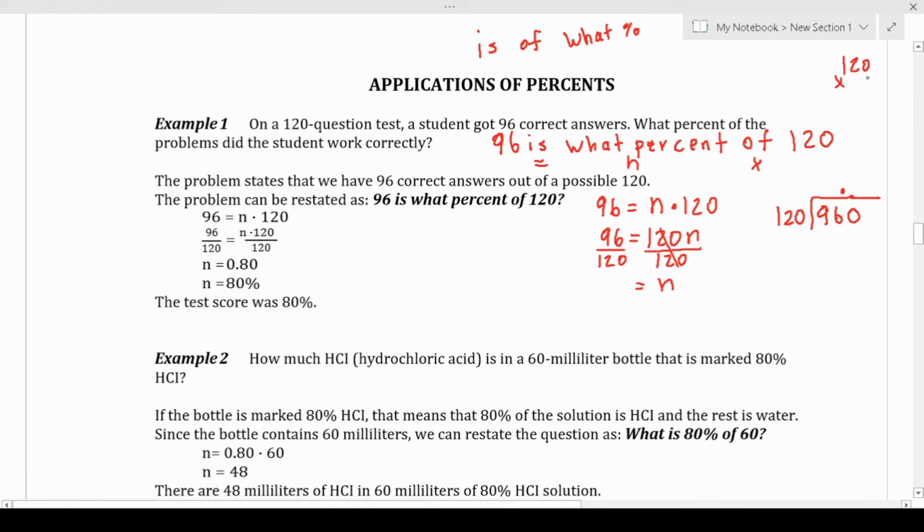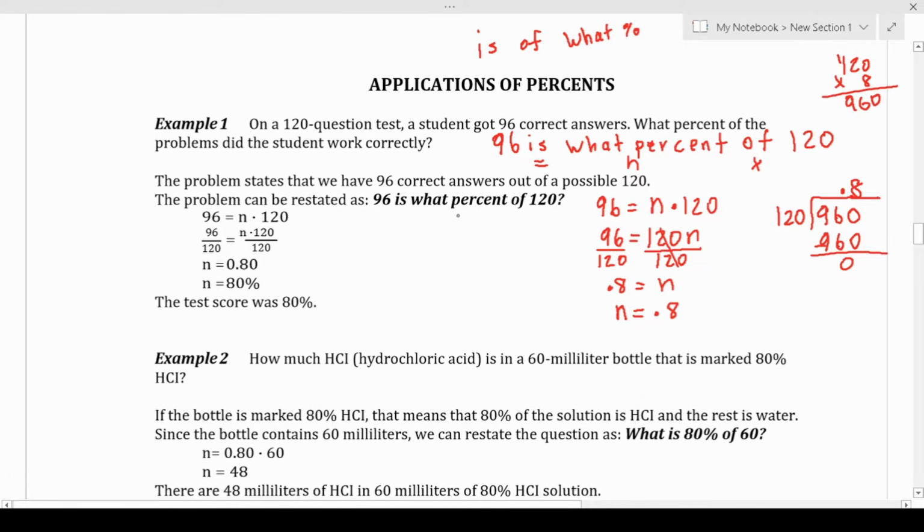120 times 8. 0 times 8 is 0. 2 times 8 is 16, carry 1. 1 times 8 is 8 plus 1 is 9. So we can see that 120 times 8 is in fact 960 with no remainder. So n in this case equals 0.8. In math, it's customary to write the variable for which you solved on the left. So this is going to be n equals 0.8.